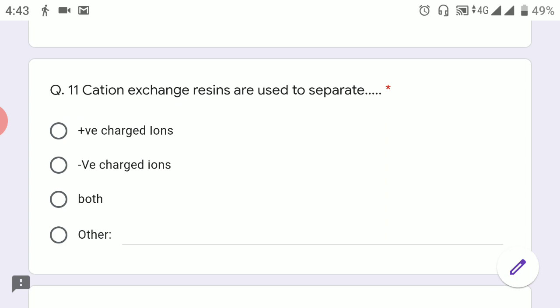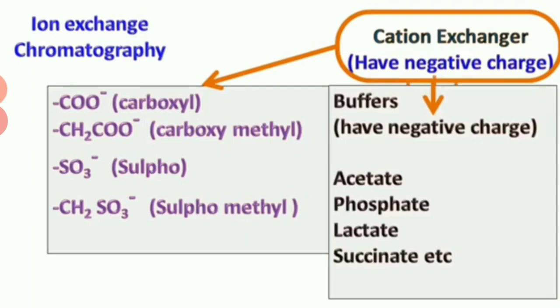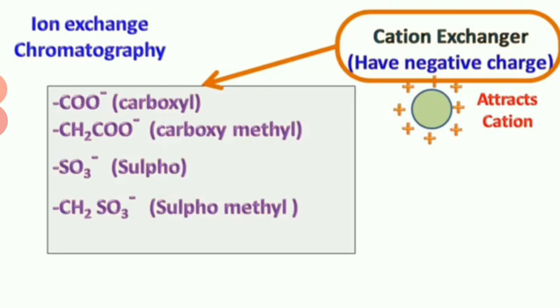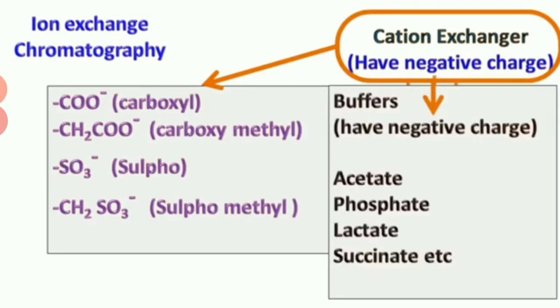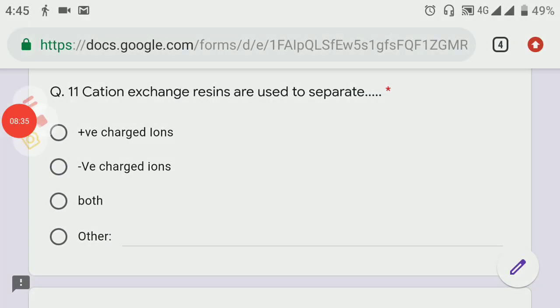Cation exchange agents are used to separate... As we know, cations have positive charge and we want to exchange the cations, right? As we have seen in our earlier video, cation exchangers have negative charge. So it means they can be used to separate the positively charged ions, right? So I hope you have got your answer here. The answer is positively charged ions, because cations will exchange.